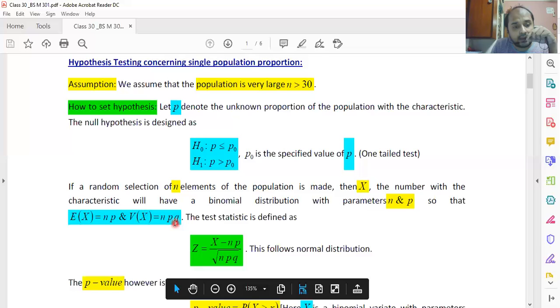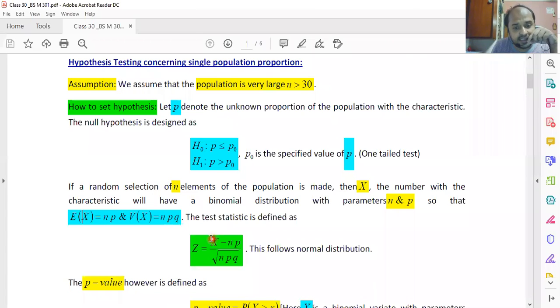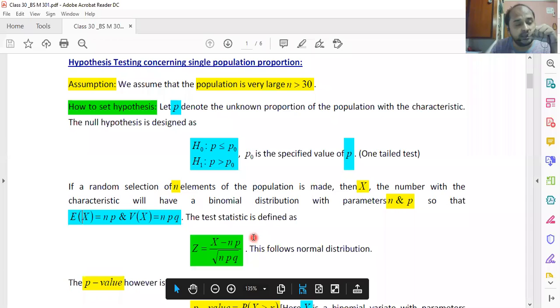Now, we want to standardize the variate. The standardization formula has also been told to you earlier, and it is given by x minus mu divided by the standard deviation. Here, the mean is np, so I'm writing np over here, and the standard deviation is root over npq. So we get our formula of Z.